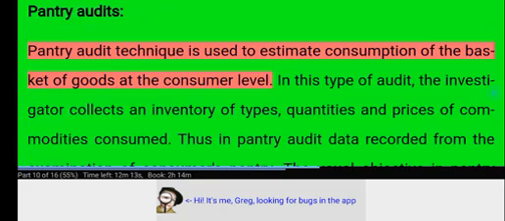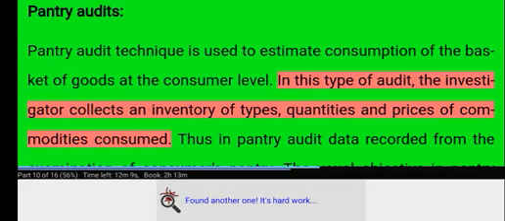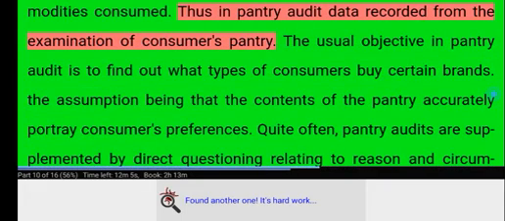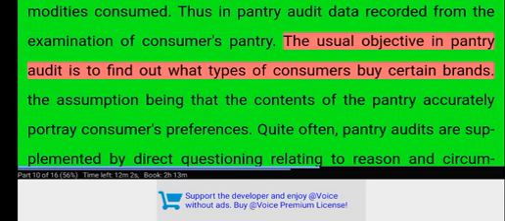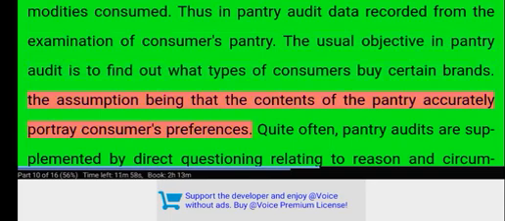Pantry audits. Pantry audit technique is used to estimate consumption of the basket of goods at the consumer level. In this type of audit, the investigator collects an inventory of types, quantities, and prices of commodities consumed. Thus in pantry audit, data are recorded from the examination of consumers' pantry. The usual objective in pantry audit is to find out what types of consumers buy certain brands, the assumption being that the contents of the pantry accurately portray consumers' preferences.